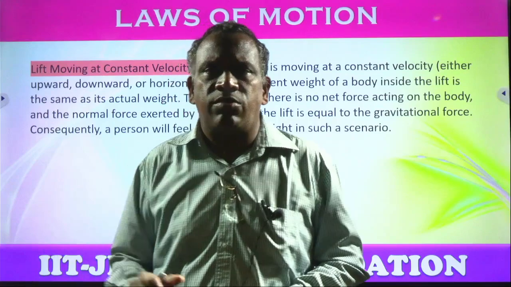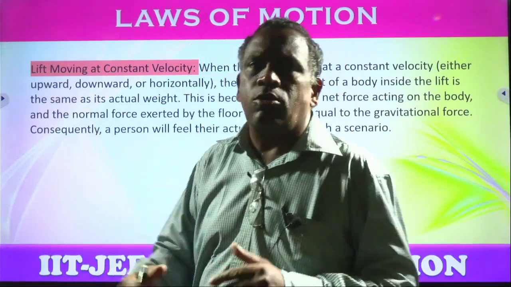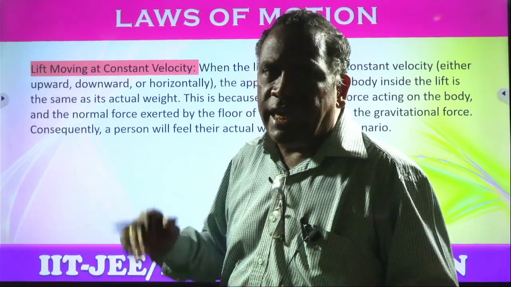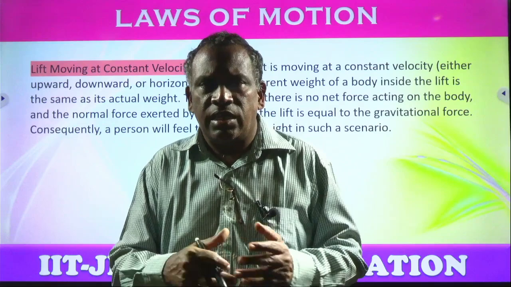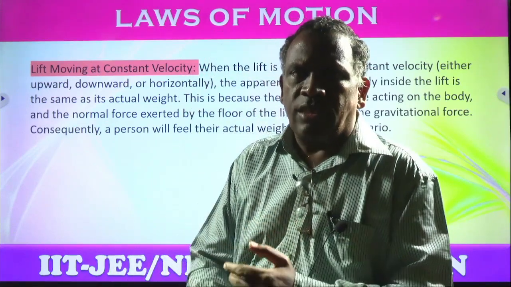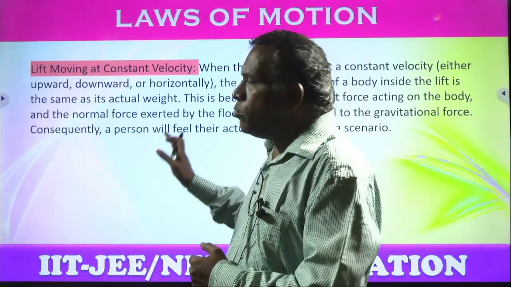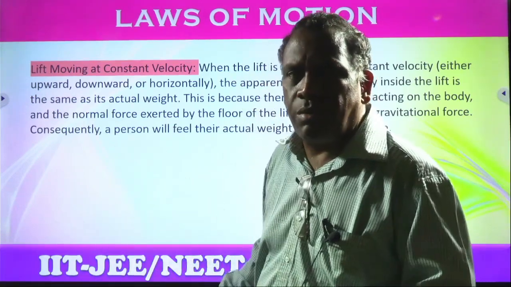Coming to the next case, when the lift is moving with constant velocity, there is no acceleration, so the apparent weight is equal to the actual weight of the body. It is just like the lift being stationary, both are similar. When the lift is stationary, the apparent weight is equal to the actual weight of the body. When the lift is moving with constant velocity, the apparent weight is equal to the actual weight of the body.